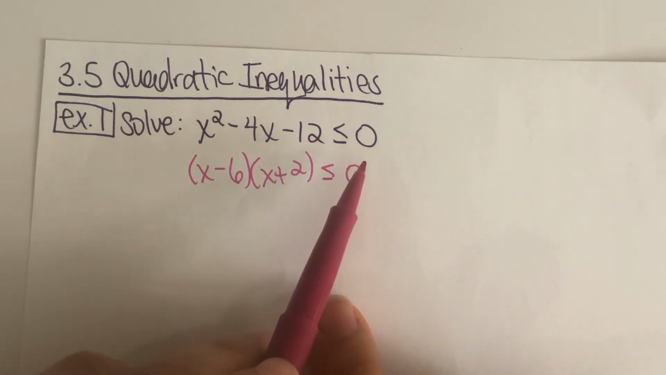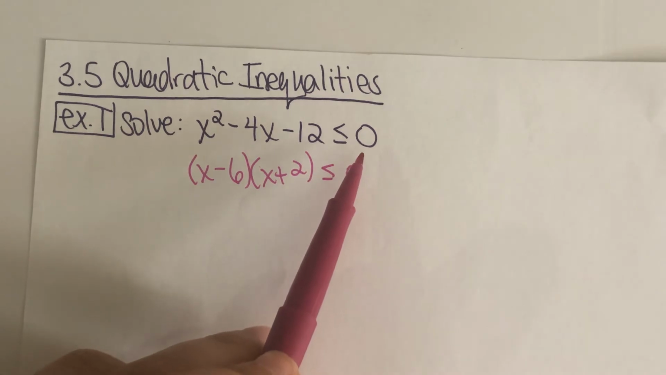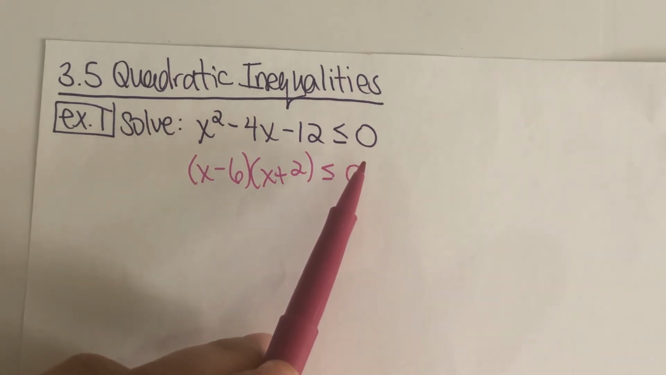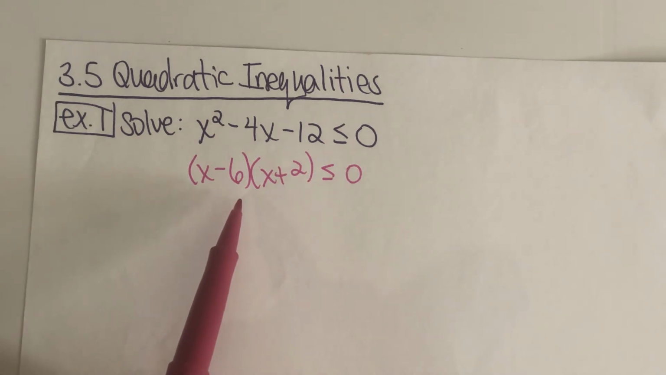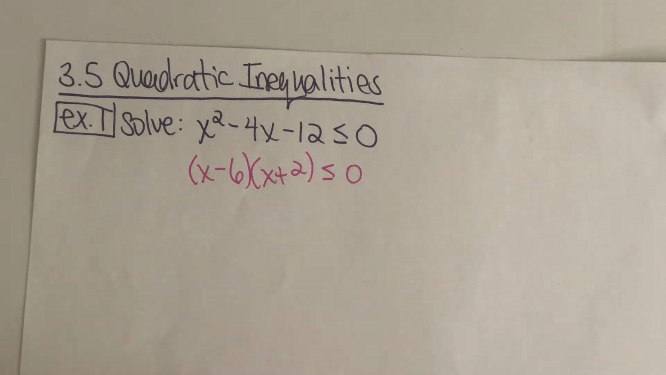Okay, if you want to write the steps off to the side, that might be a good idea. Just make sure you're pausing as you're going. So get one side equal to 0, then factor. Sometimes you're going to have to take out a common factor first. Sometimes you're just going to go straight to the factoring.